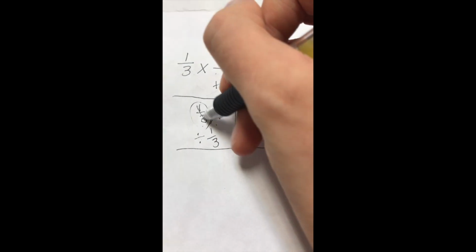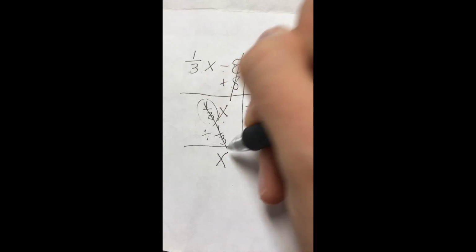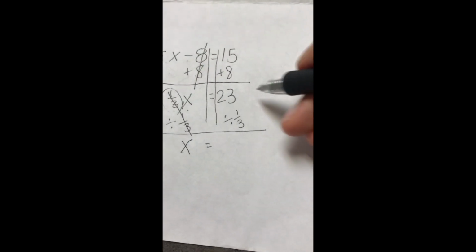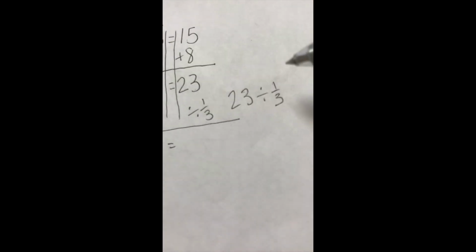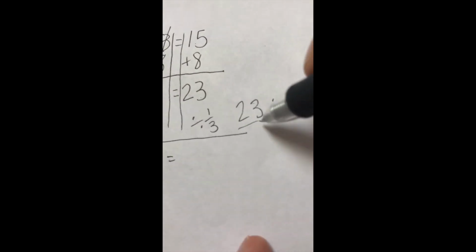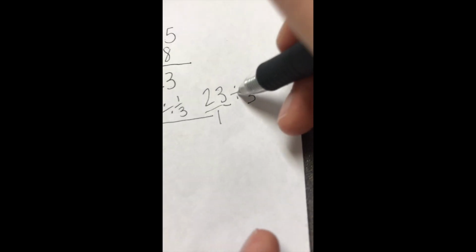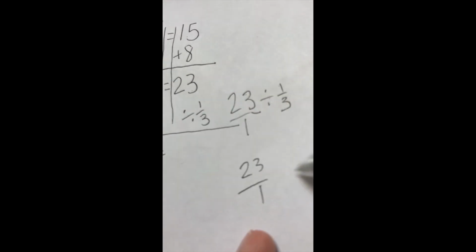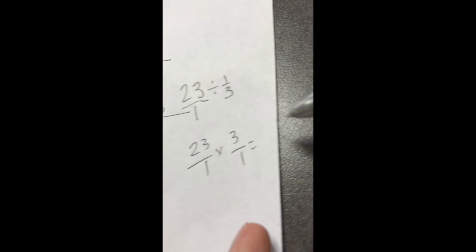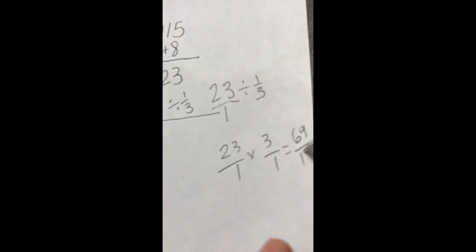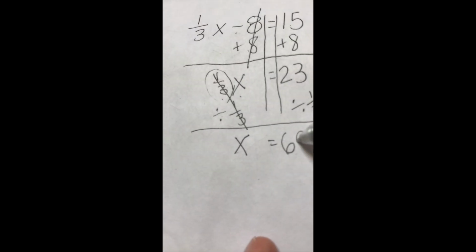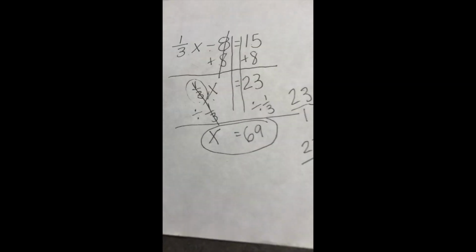So my 1/3s cancel. I'm left with an x equals, so now I need to do 23 divided by 1/3, which I will write off to the side. So I need to make 23 a fraction, put it over 1, and then I do keep, change, flip. 23 times 3 is 69 over 1. So this equals 69, so x equals 69 is how I would solve that.